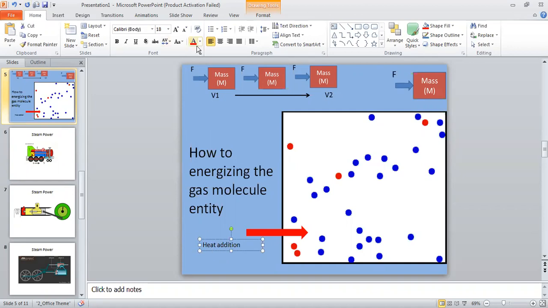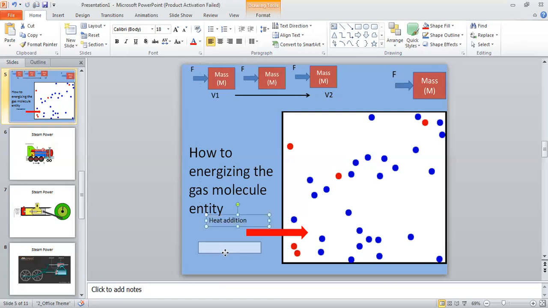Heat addition. So what is heat? But you know that when you apply heat to water, water boils. Boils means raising of the kinetic energy levels of the molecules. Molecules are violent. Movements are quite violent. And later even go into the steam phase or the gaseous phase. So heat addition is one way.